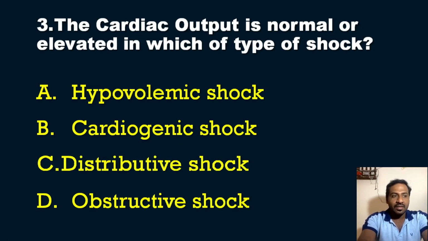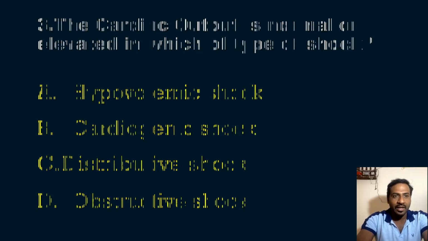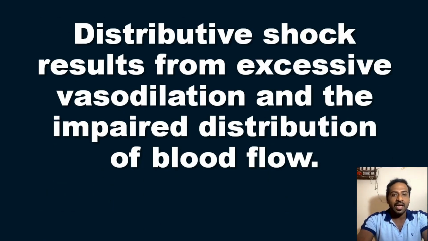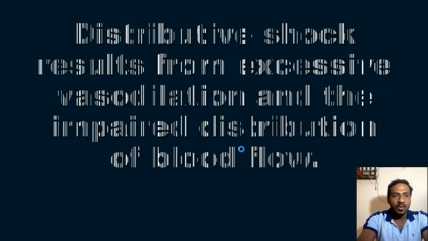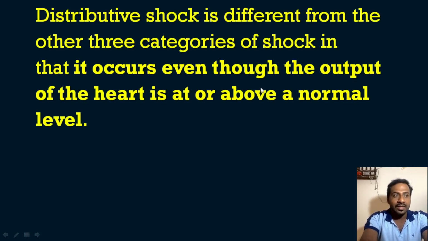So the answer is option C, that is distributive shock. You know that in other types of shock, the cardiac output will be less and the patient will be in hypotension. In distributive shock, what is happening is that it results from excessive vasodilation and impaired distribution of blood flow. One example for this distributive shock is septic shock.